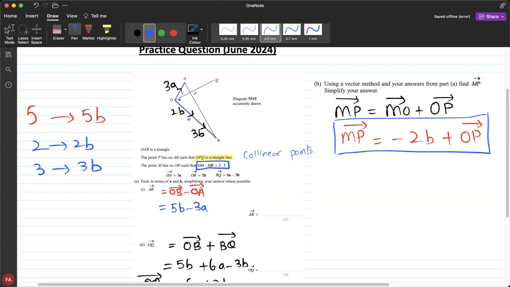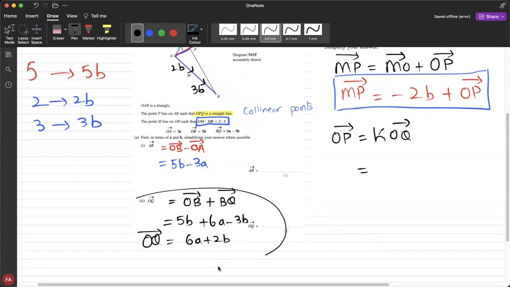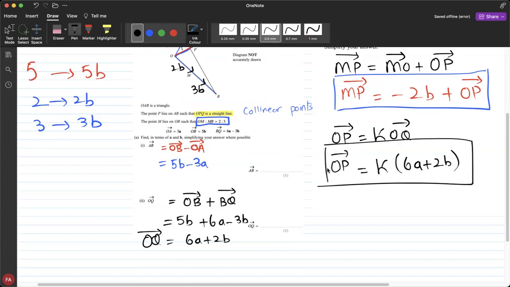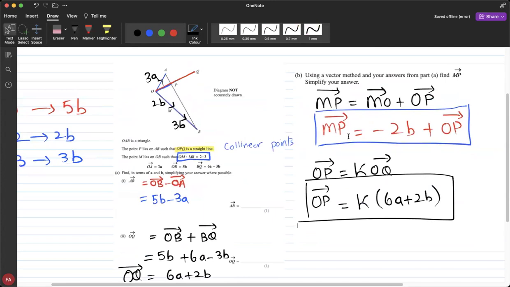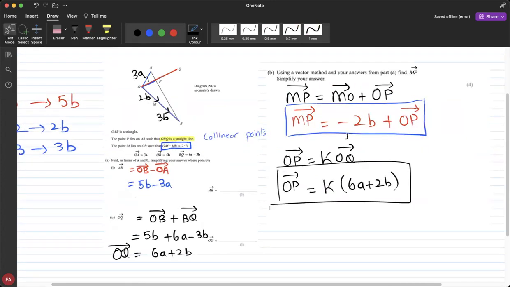Now, to figure out the value of OP, I can see that OP actually lies on the same line that we have for OQ. So if I write this down as a vector, I can say OP is equal to K times OQ. What is K? K is a constant value that I'm just taking. Now let's plug in the value of OQ that we figured out in the second part. This came out as 6a plus 2b. So I have OP in terms of K. That doesn't really help us because we need a value for the OP vector.